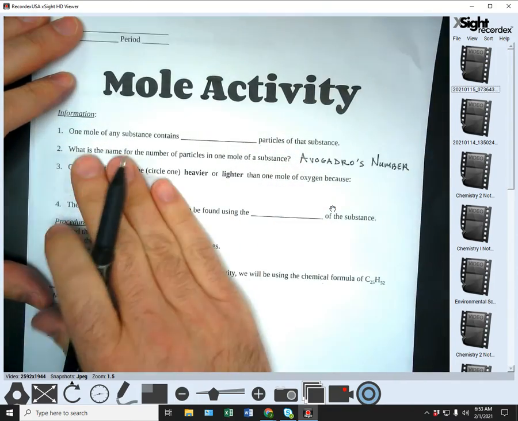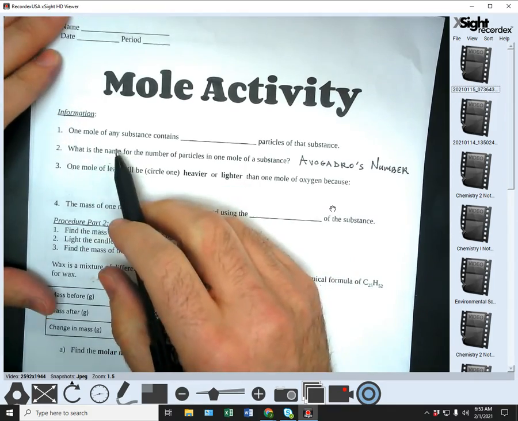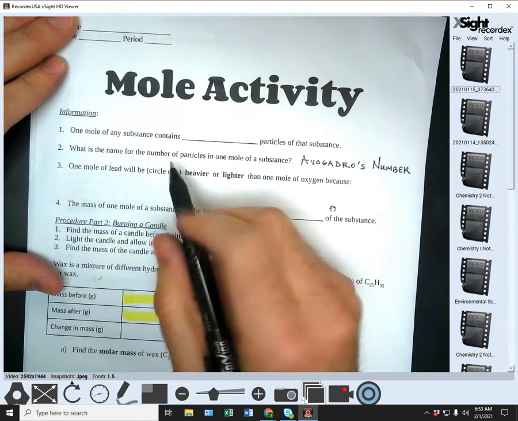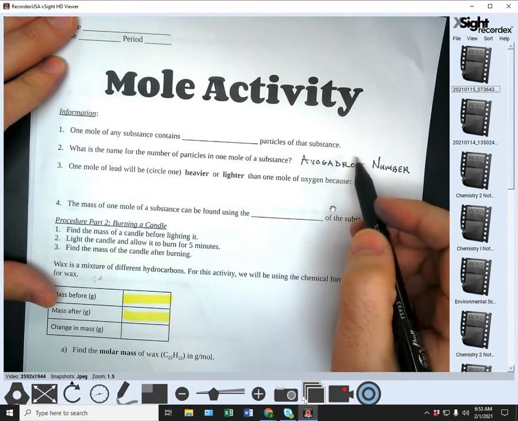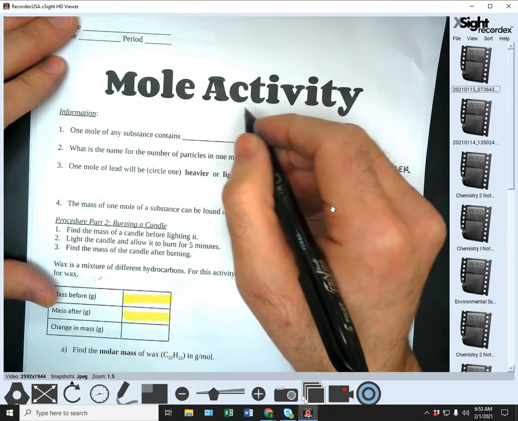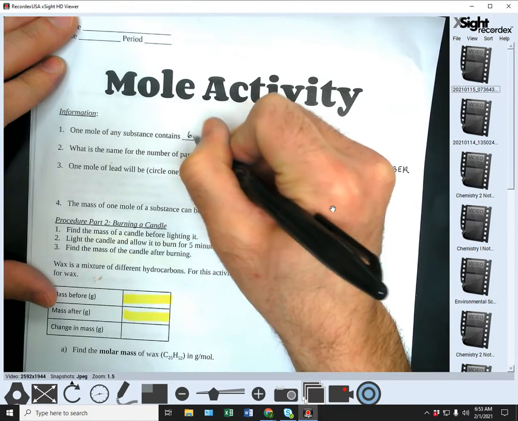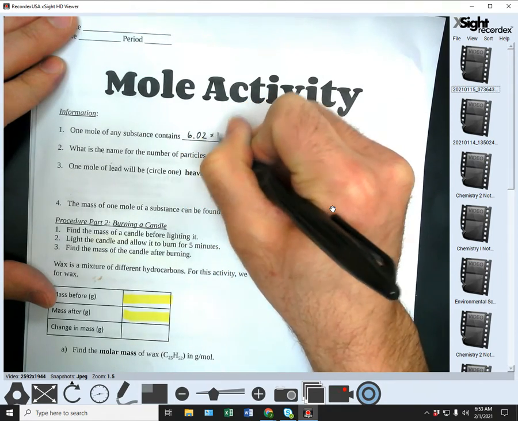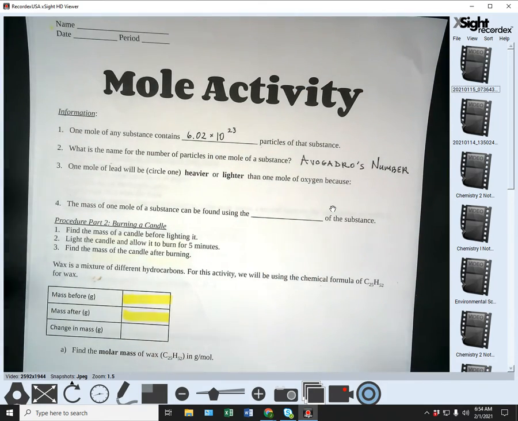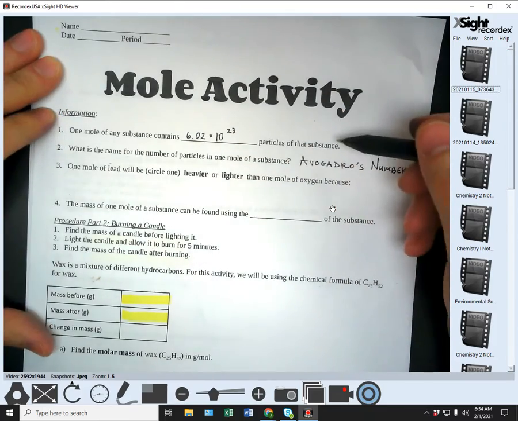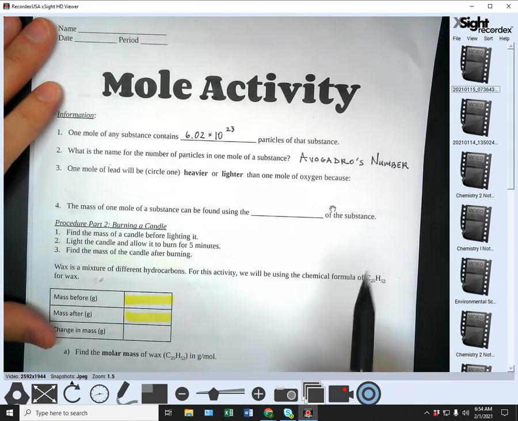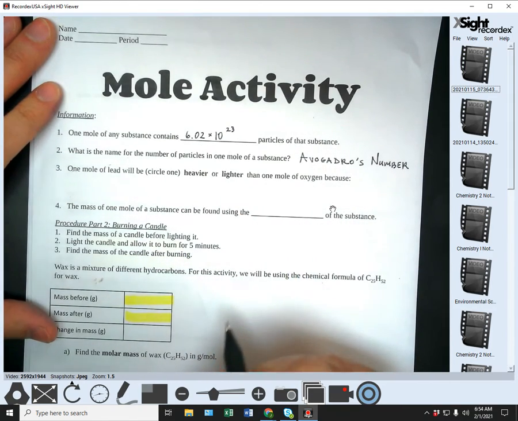So the top parts, the information parts, I went over it with some classes, other classes I didn't. So 1 mole of any substance contains blank particles of that substance. 1 mole, remember particles is a category. So this is the 1 mole is 6.02 times 10 to the 23rd of any of the particle labels, right? Which would be the atoms, formula units, molecules. The name for this is called Avogadro's number. Okay, that's the name for the number of that.